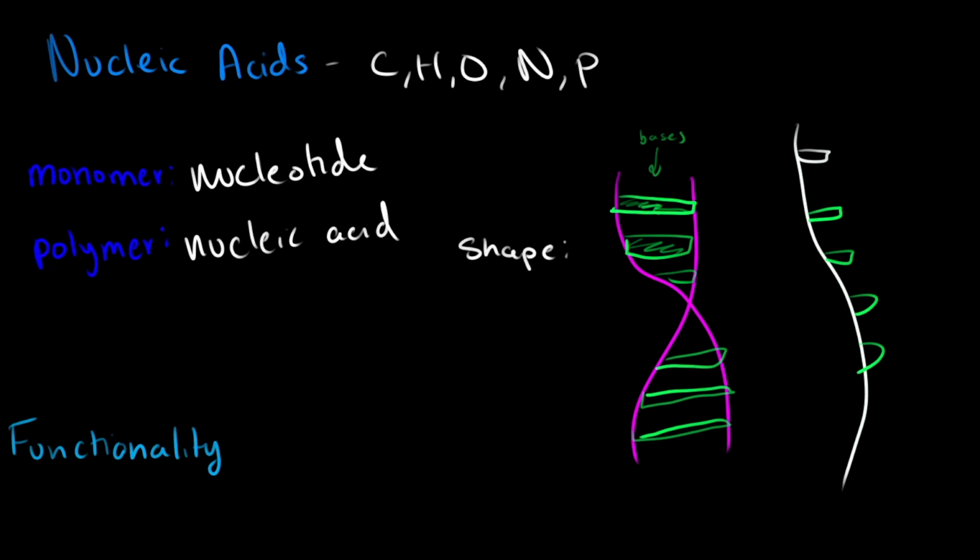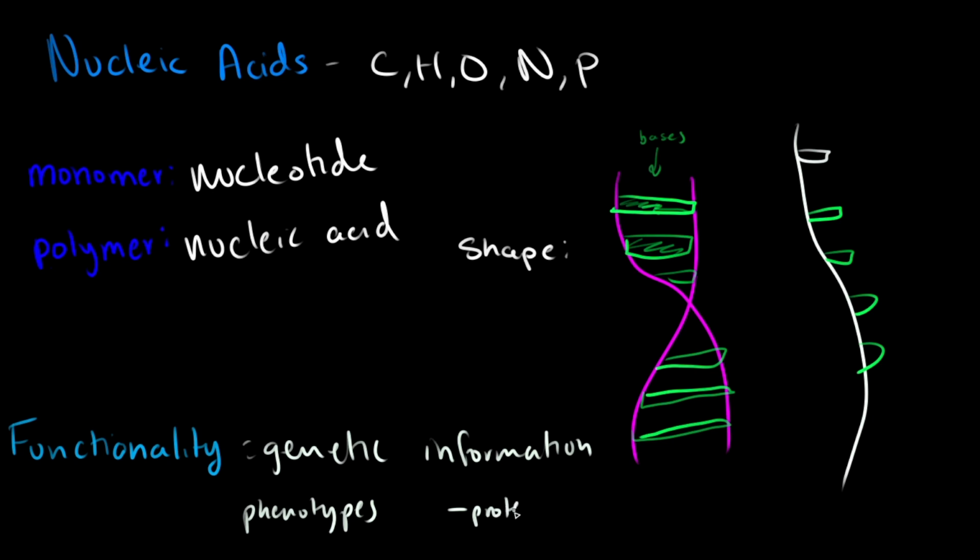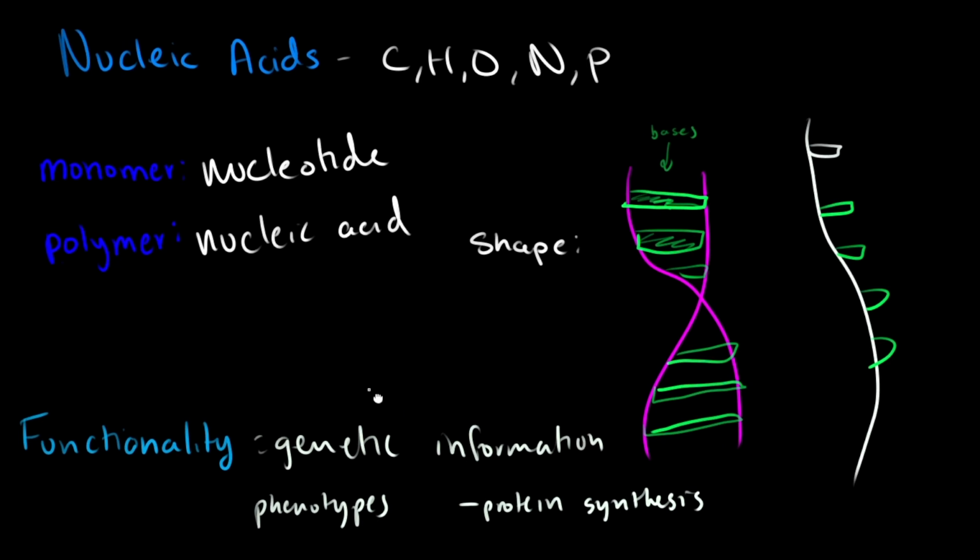And its functionality is essentially to store genetic information, which is important to, well, you contributing to your phenotypes, but also helps carry out protein synthesis. What DNA basically does is that it gives the cell instructions for protein synthesis, or the making of proteins, which are so essential to all functions of life.